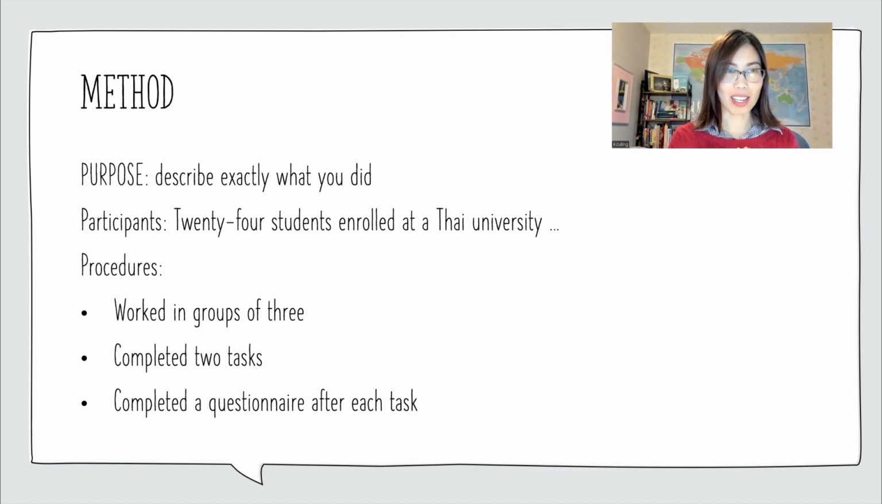The method section is actually, like I say, the simplest section to write because you describe exactly what you did. And exactly here in the sense that you have to describe it with enough details so that other people can kind of imitate you if they want to do the same study. So in my paper, I wrote about the participants, and definitely you should describe your participants. My participants were 24 students enrolled at a Thai university.